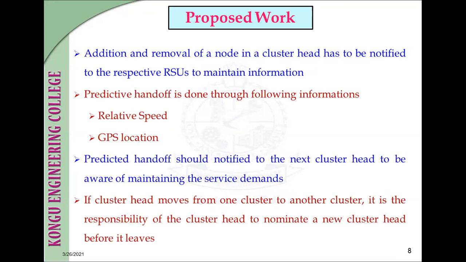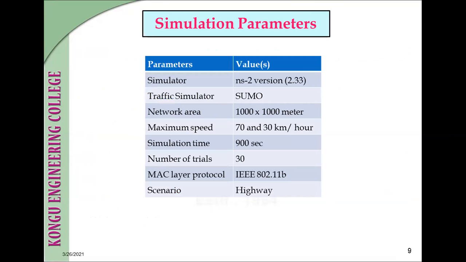And this is what, as I said here, the predicted handoff will be done only through these two pieces of information. One is the relative speed of the vehicle, and the next one is nothing but the GPS location. So using this, these are the parameters I have used. Here the network simulator I have used is NS2.